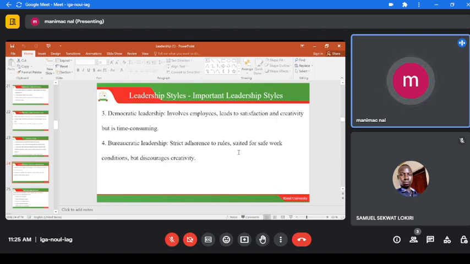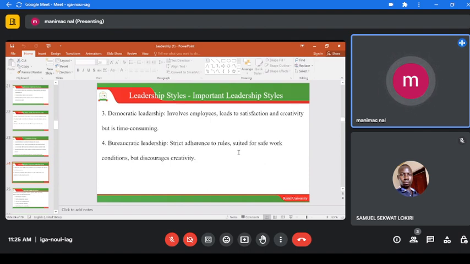Furthermore, we have democratic leadership, which involves employees and leads to satisfaction and creativity, but it is time consuming. You're involving employees in decision making and in everything, which consumes time, but it leads to satisfaction of the employees. They feel like they are part of the leadership. You involve them in all necessary steps that you are going to take in the organization.